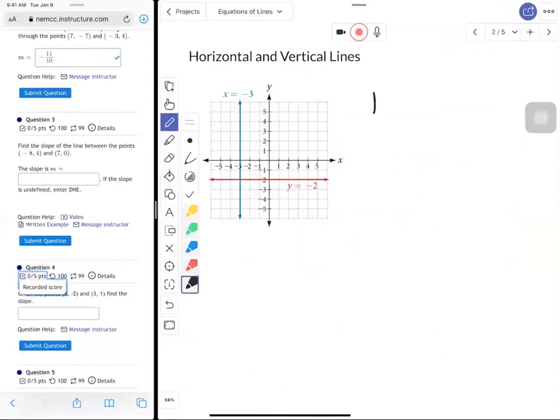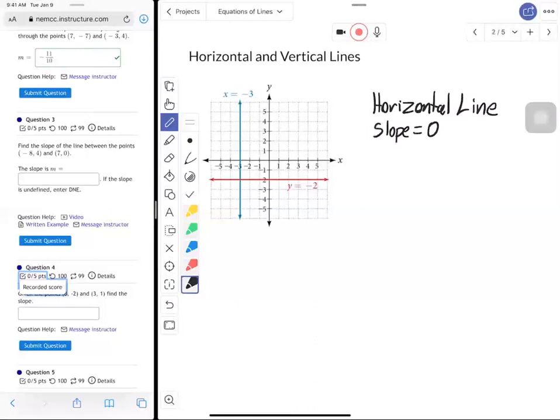So if we have a horizontal line, that line's parallel to the horizontal axis, okay, which means that it does not cross the horizontal axis at all. So it does not have an x-intercept. It doesn't cross the x-axis anywhere. And its slope is equal to 0.